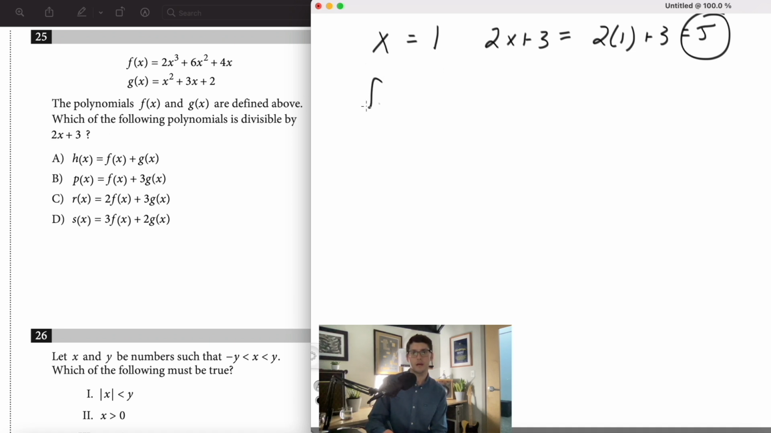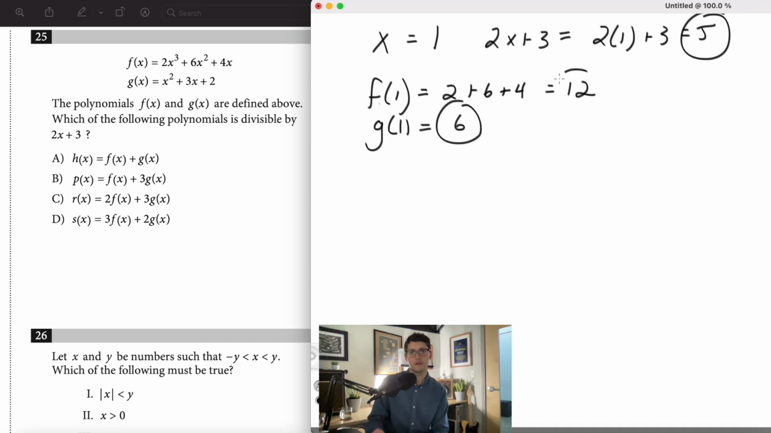f of 1, I'm just putting in my x value of 1. I get 2 plus 6 plus 4, which is equal to 12. And then g of 1, I get 1 plus 3 plus 2, which is 6. Which of the following is divisible by 5? Answer choice A would be 12 plus 6. That is 18, which is not divisible by 5. B says 12 plus 3 groups of 6, which is 30. That is divisible by 5.